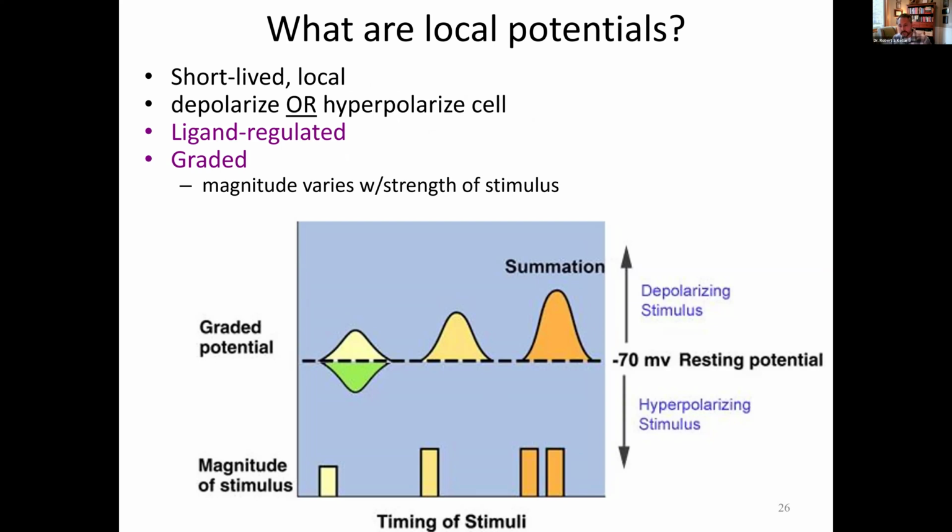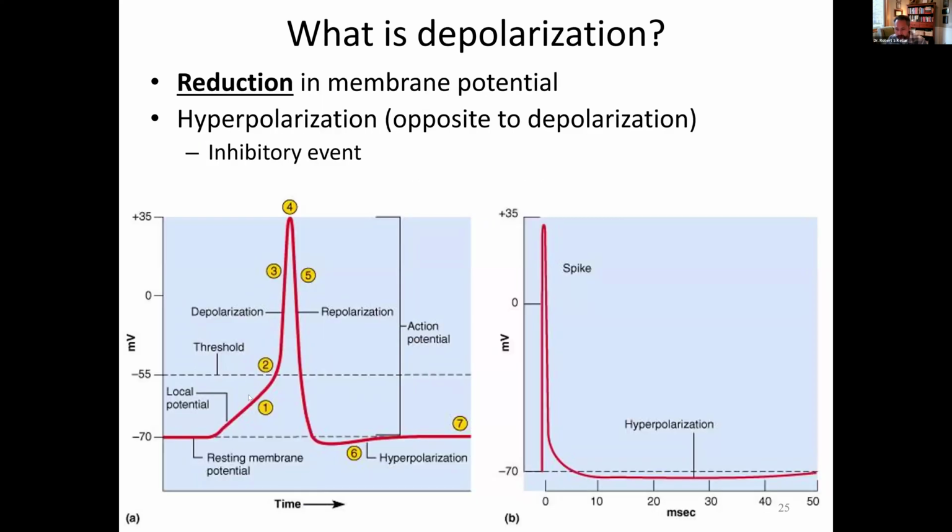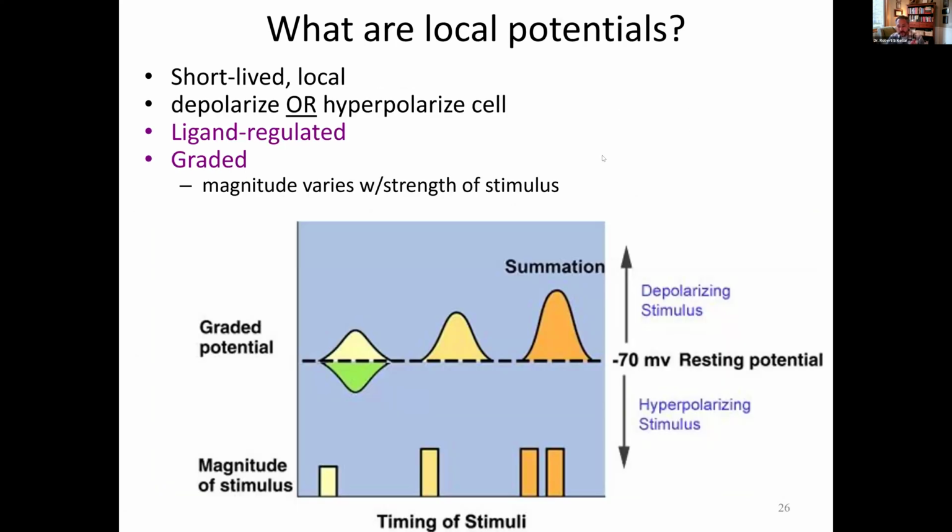What are the local potentials? How do they stack up or summate in this area right here to reach a threshold? You can do this by magnitude or by temporally summating, right? Here we've got a graded potential, otherwise known as a local potential, that's depolarizing. That's the yellow hump. The green one is a hyperpolarization.